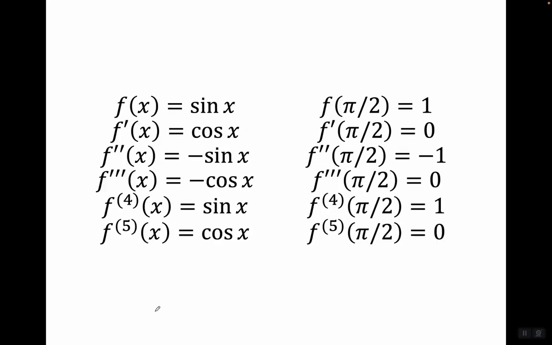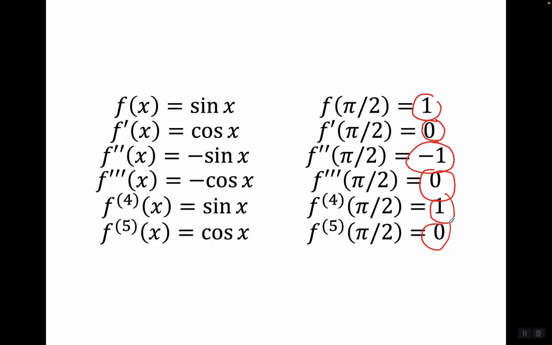Okay, so in order to evaluate these, we need to know f and its derivatives at pi over 2. f is sine x, so f prime is going to be cosine, f double prime is negative sine, f triple prime is negative cosine, the fourth derivative is sine, the fifth derivative is cosine, and so on. So when we evaluate these at pi over 2, sine of pi over 2 is 1, cosine of pi over 2 is 0, negative sine of pi over 2 is negative 1, negative cosine of pi over 2 is 0, sine of pi over 2 again is 1, cosine of pi over 2 is 0, etc.